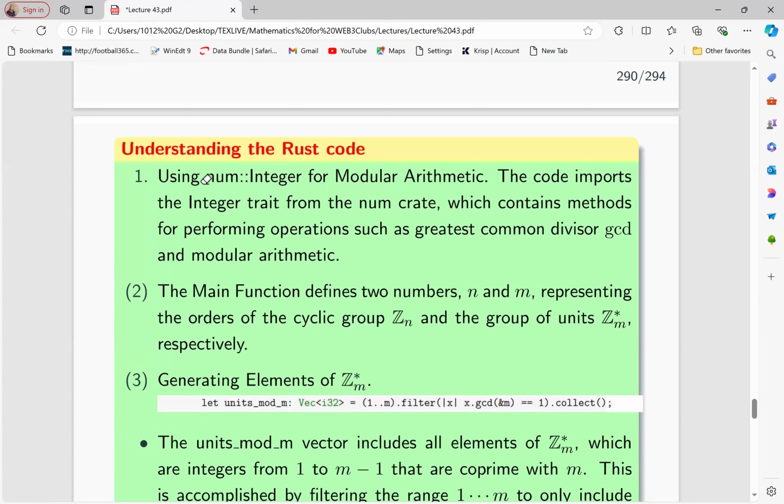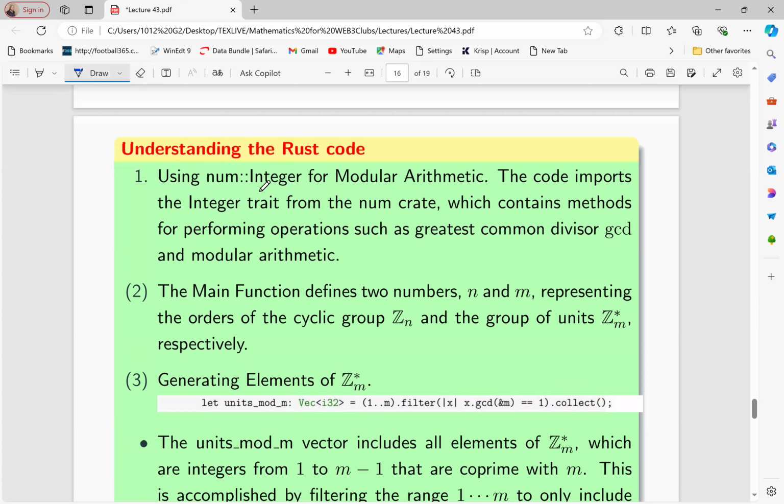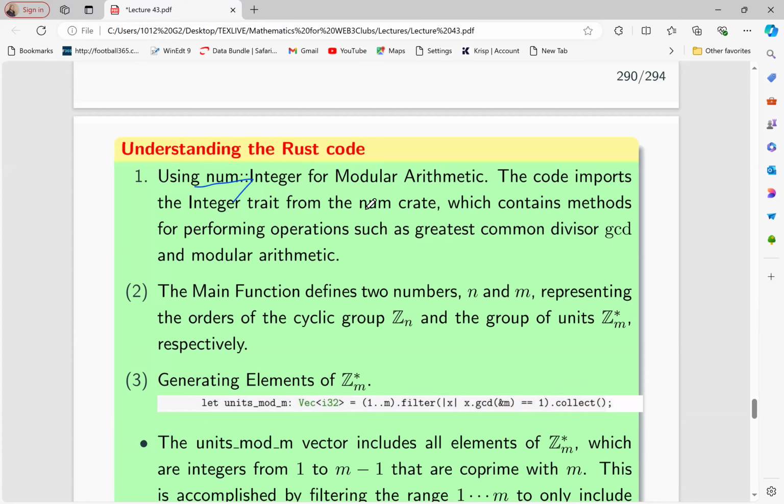Oh, I had included the library. I didn't talk about the library. I'm using the num crate, which imports the integer trait that allows us to perform operations like the greatest common divisor and so on, and even modular arithmetic. So if you want to do greatest common divisor and modular arithmetic, as we've always been doing, we've always been importing this library to assist us do that.